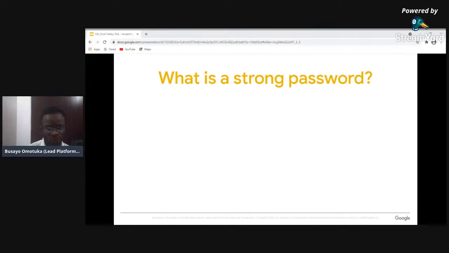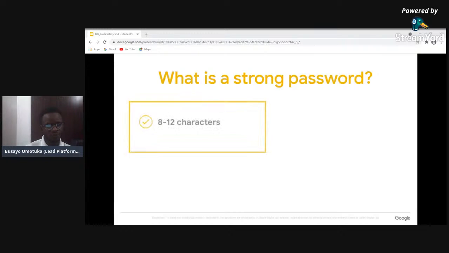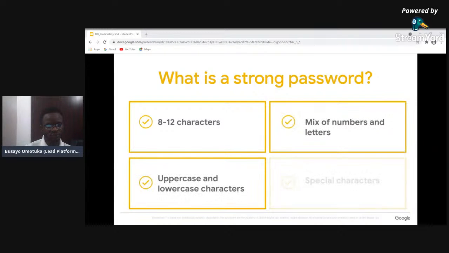A strong password should include 8 to 12 characters. A strong password must be a mix of numbers and letters. A strong password must have uppercase and lowercase characters. A strong password must include special characters. So these are 4 characteristics of a strong password. So let's see them one after the other.